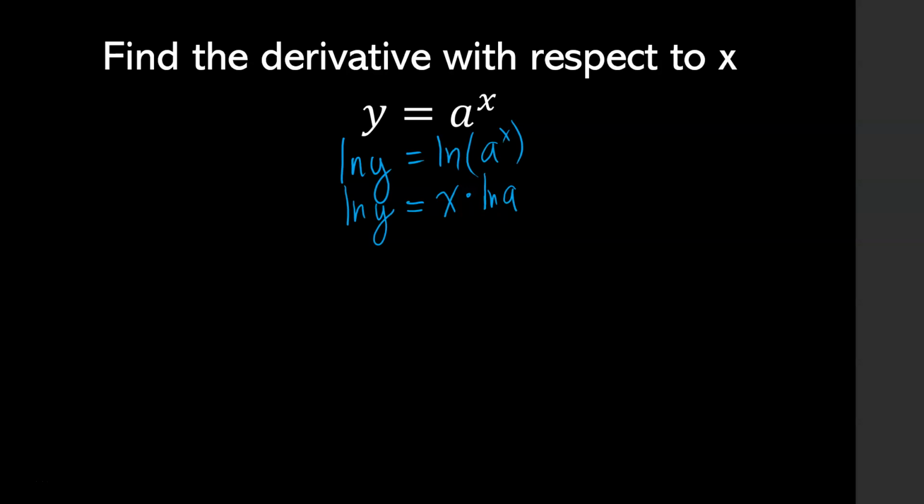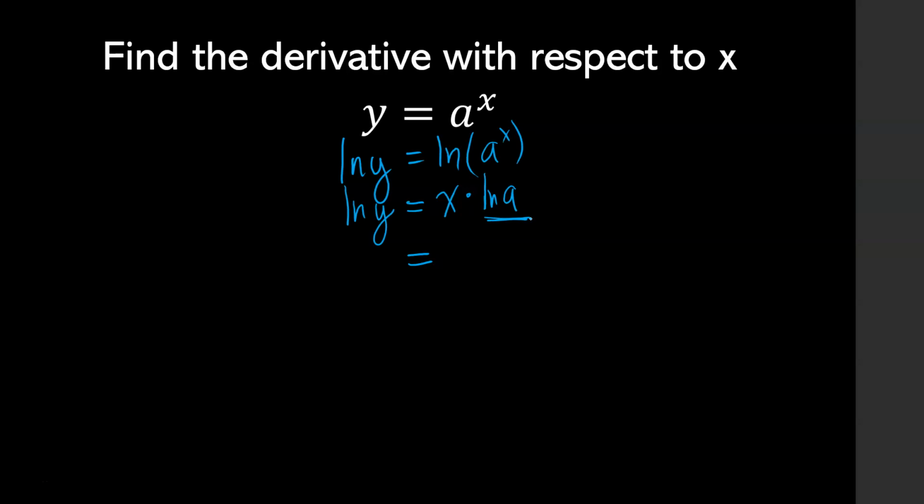Well, now we've rearranged y is equal to a to the power x into things we do know the derivative of. The derivative of x is 1, and natural log of a is a constant, since a is a constant. So maybe we're doing the derivative of 5 to the power x. Maybe we're doing the derivative of 10 to the power x. I don't know. It doesn't matter. We're doing the derivative of all of those.